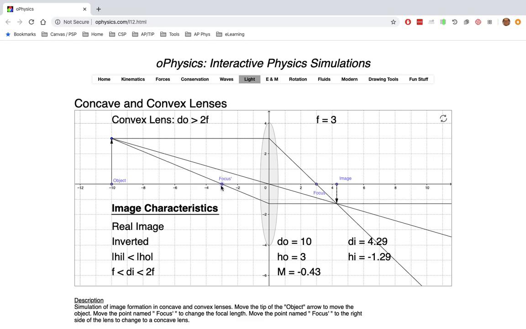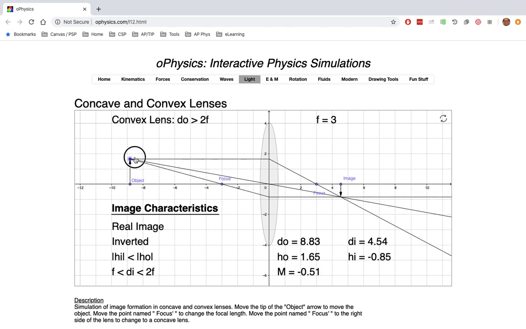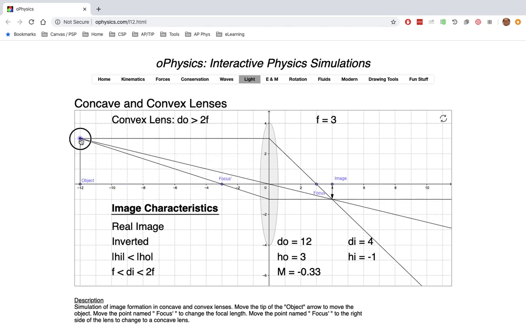And it's a little hard to get there exactly. So now it's on 3. And yours will be different, so pay attention to what parameters you're given. And then what you can do is you can move the object. So this thing right here represents the object, and you can move it anywhere you want, and the simulator shows where the rays of light go, how they're bent, and where the image forms.